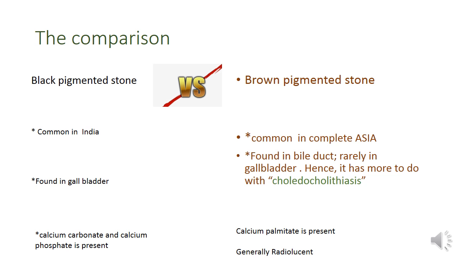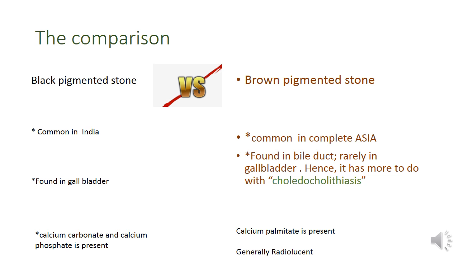Based on location, the black pigmented stones are common in India, whereas the brown pigmented stones are found in all of Asia. Now, based on precise location, yes, we are going from the country and continent right into the organ itself. So, black pigmented stones are found in the gallbladder, whereas brown pigmented stones can be detected in the bile duct. And we do have a specific term for that, which is choledocholithiasis, which actually means the presence of stones in the bile duct, in contrast with cholelithiasis, which is the presence of stones in the gallbladder.